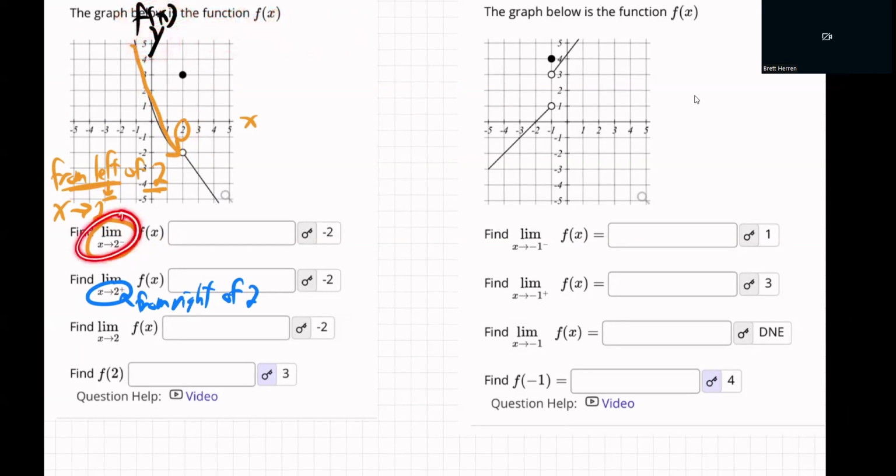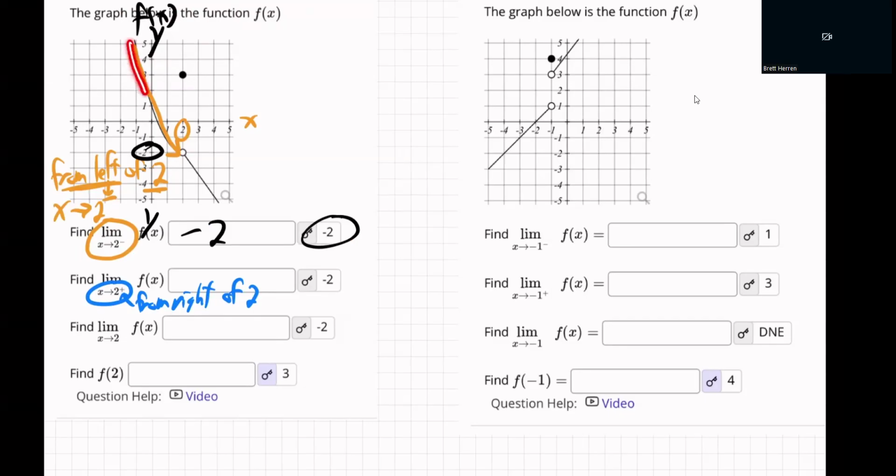So when it says, what is the limit as x goes to 2 from the left? That minus is not a negative 2, right? If the minus was in front of the 2, that would be a negative 2. But the minus is like a power. It's in the upper right-hand corner. That means from the left of 2. As x goes to 2 from the left side on the graph, what is the f of x? What is the y? In other words, what is the height? Well, the height is about negative 2. That's why the answer is negative 2 there, right?